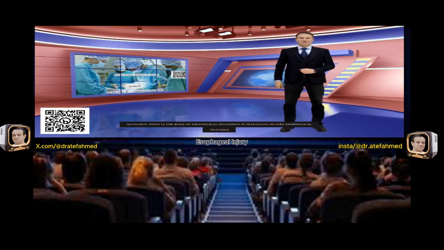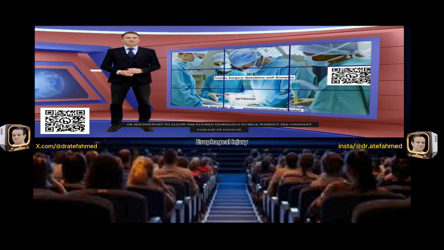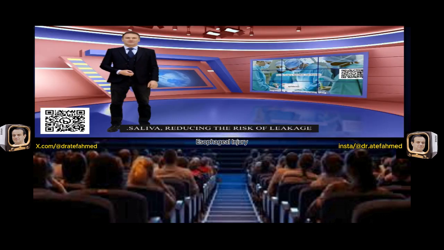Question: What is the role of esophageal diversion in managing severe esophageal injuries? Answer: Esophageal diversion involves creating an esophagostomy or jejunostomy to allow the injured esophagus to heal without the constant passage of food or saliva, reducing the risk of leakage.